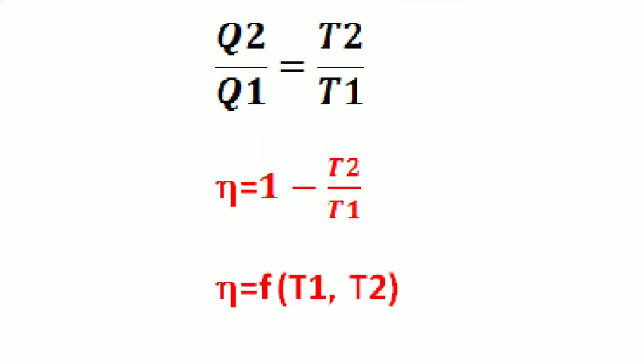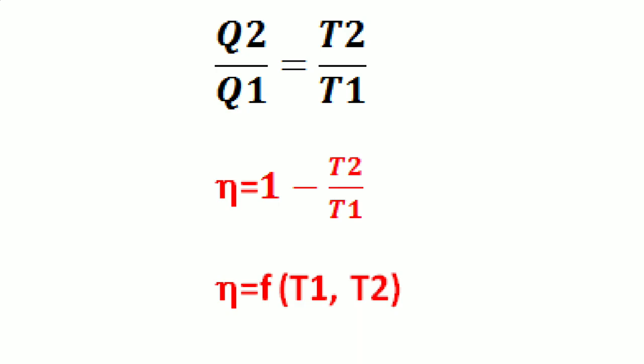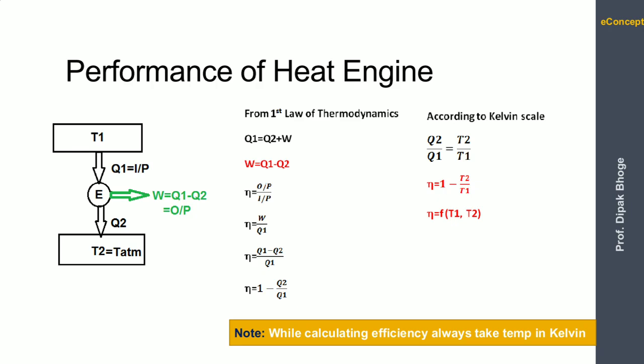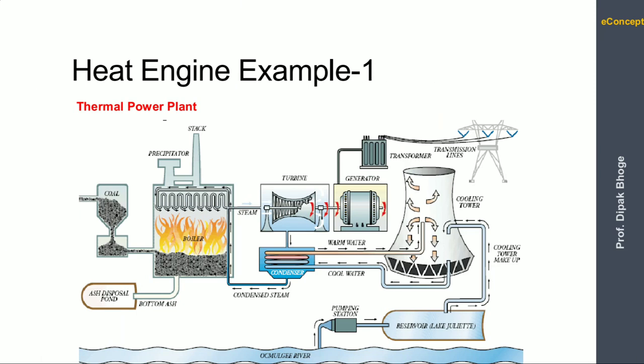So from these equations it is clear that efficiency is a function of T1 and T2, that is the higher temperature and lower working temperature of the cycle or engine. So while calculating, you should remember, while calculating efficiency of a Carnot engine, always take the temperature in Kelvin.